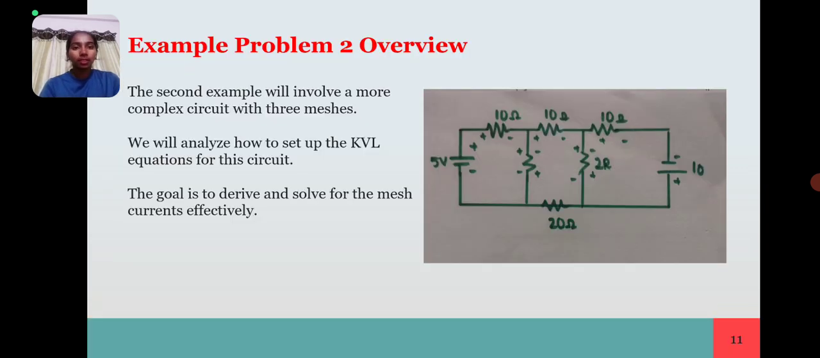Now let's look into the second problem. Before moving on to the problem, we'll just have an overview of it. The second example will involve a more complex circuit with 3 meshes. We will analyze how to set up the KVL equations for this circuit. The goal is to derive and solve the mesh currents efficiently. So this is the circuit diagram for the second problem.